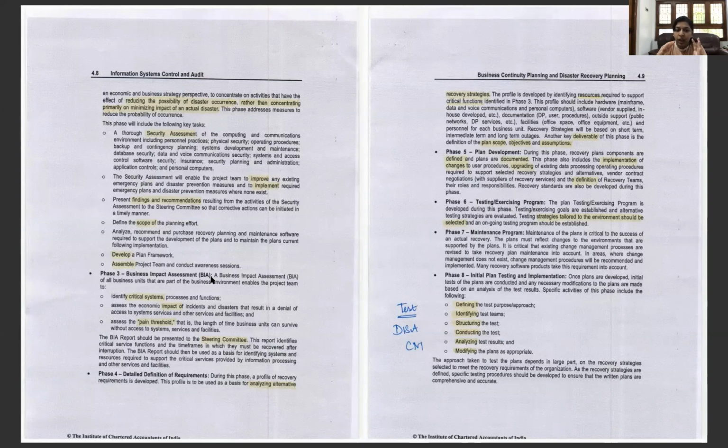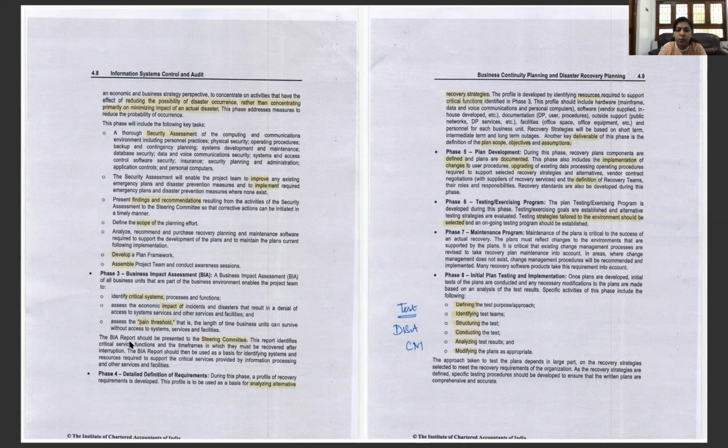So what are the critical systems? What is the economic impact? And what is the pain threshold? Pain threshold is how long a business can survive without that critical aspect. So these are the three main tasks done during this phase. That's business impact analysis: critical systems, economic impact, and then pain threshold.